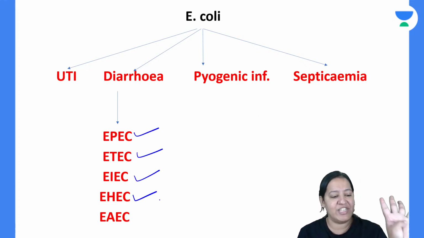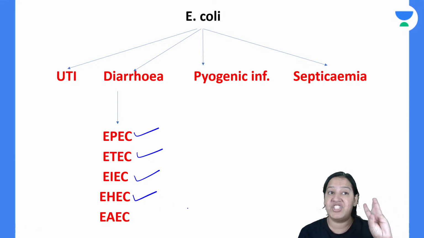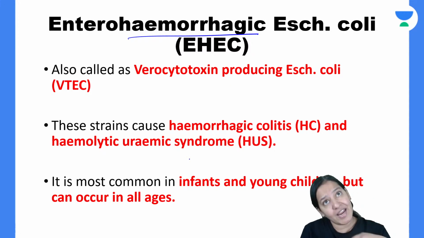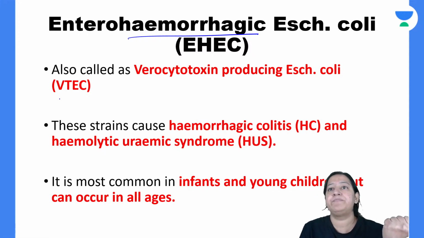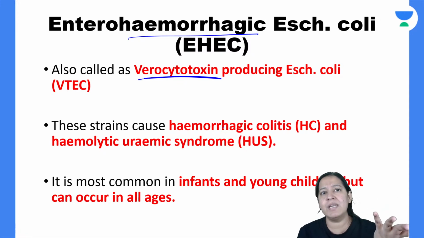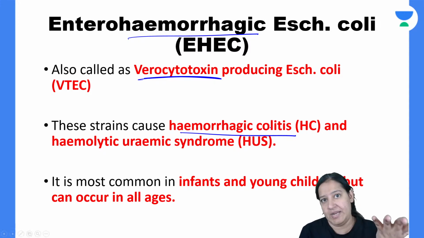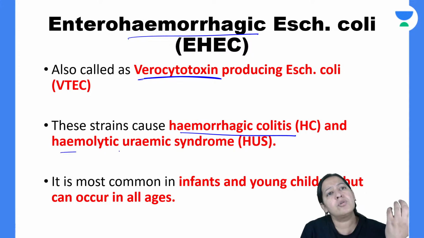Coming on the fourth, EHEC. Give me a thumbs up. EHEC, enterohemorrhagic. Hemorrhagic. So it will again produce a toxin. The name of the toxin is verotoxin. It will produce a toxin that will cause hemorrhagic colitis. So it will produce dysentery. The blood is also present in the diarrhea. It also causes HUS.